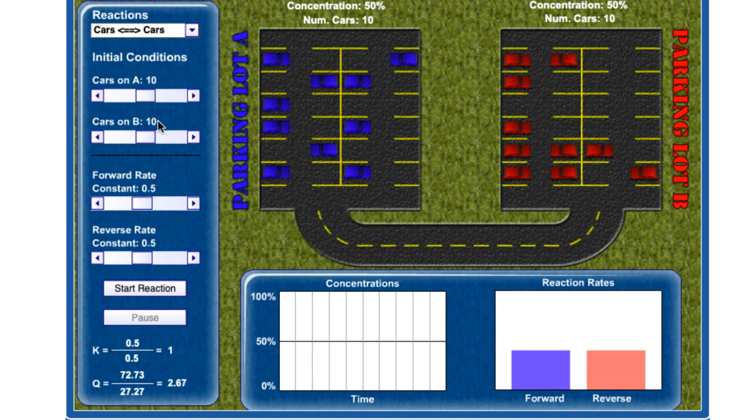So let's try it again, except this time let's start it with all blue cars and no red cars, but leave the reaction rates, this one bigger and this one smaller.